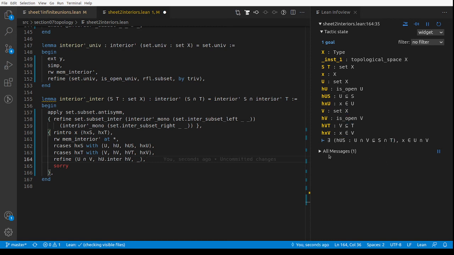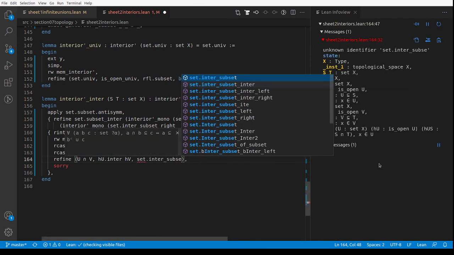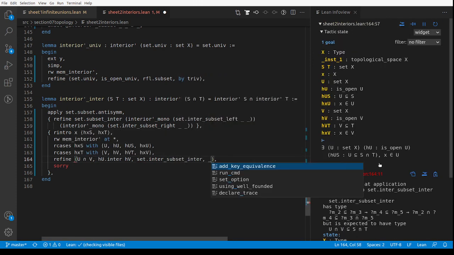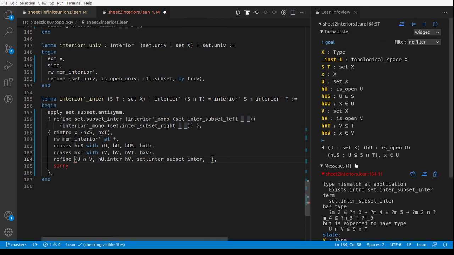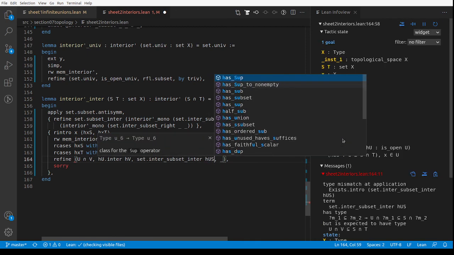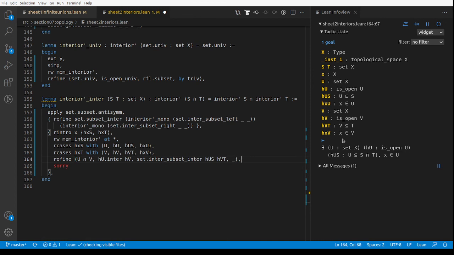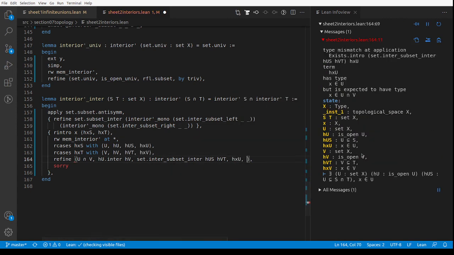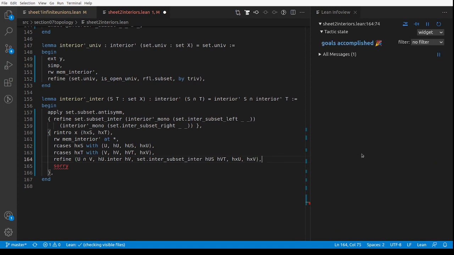Oh, that was on an earlier sheet. So u's in s and v's in t. So this is inter subset inter or something. Set dot inter subset inter. That was it. Comma underscore. Didn't like inter subset inter. What's the error? Oh, of course, it wants the proofs. HUS HVT. I can supply those proofs for you. And now we've got to prove that x is in u intersect v, and that's an and statement. That just says x is in u and x is in v. So that's hxu hxv. There we go. And that's the end of everything.